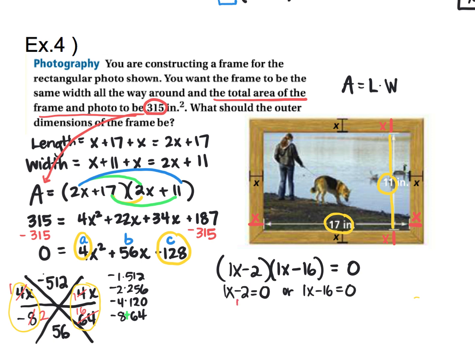We'll go back to the first one and add 2. So it turns out that x equals 2. And then the other one, we add 16 to both sides, and then x would equal 16.